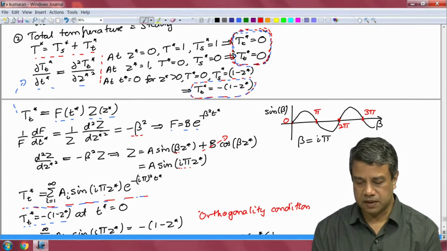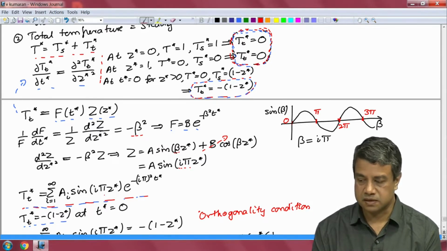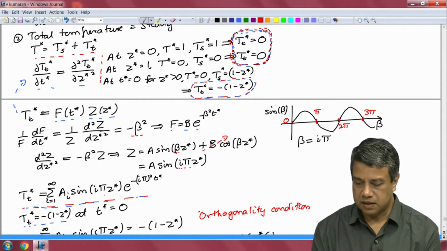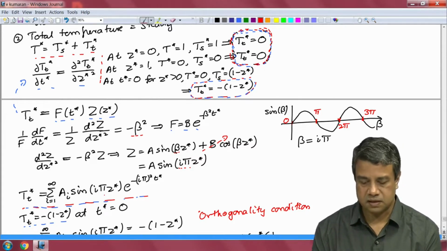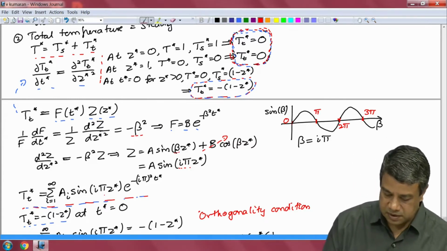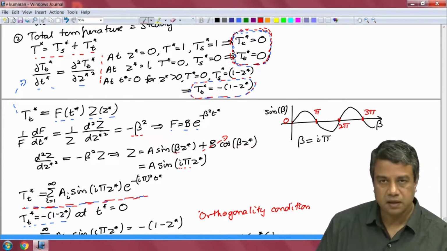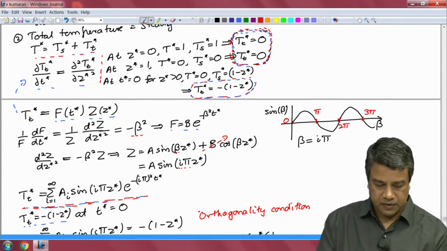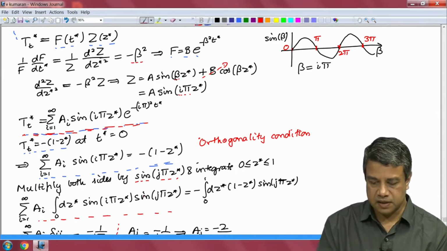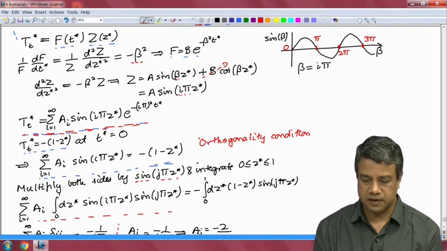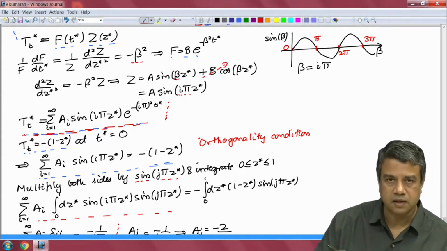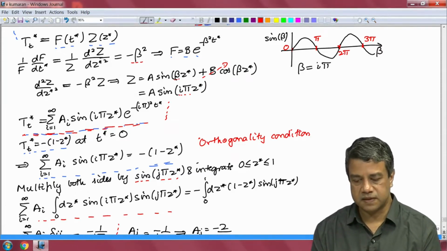For the spatial component, I get sine functions, and the requirement of homogeneous boundary conditions on the bottom and top surfaces implies that this coefficient has to have discrete values i times pi, where i has to be an integer. And therefore, the temperature can be expressed in this form, and the coefficients are determined from the initial conditions, because this form of the temperature field satisfies the equation.